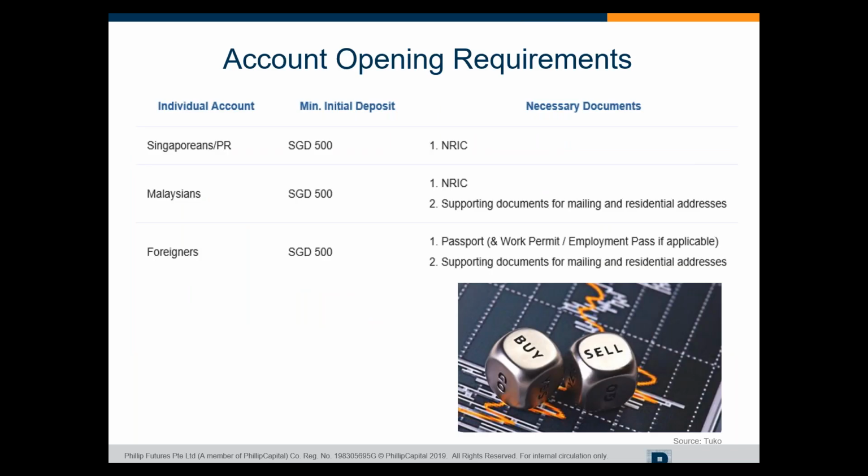If you want to open an account, the requirements for Singaporeans would be your NRIC. For foreigners would be your passport details and your employment pass. The minimum deposit for funding would be 500 Sing dollars to fund your trading account. At the end of my presentation, I will go through a little bit on how you can go about to open your account online.